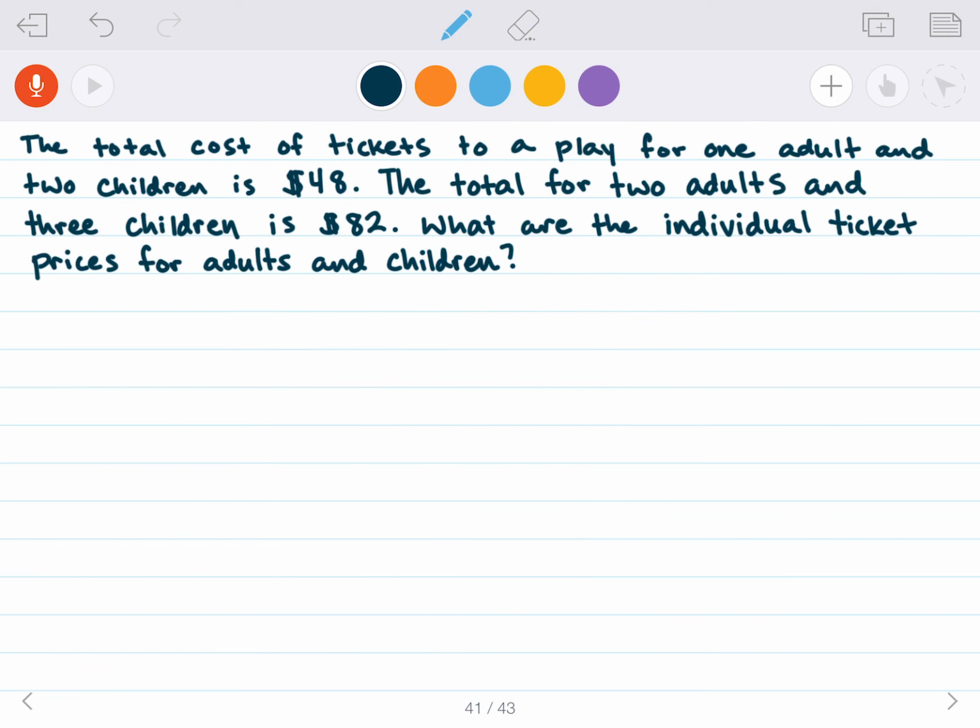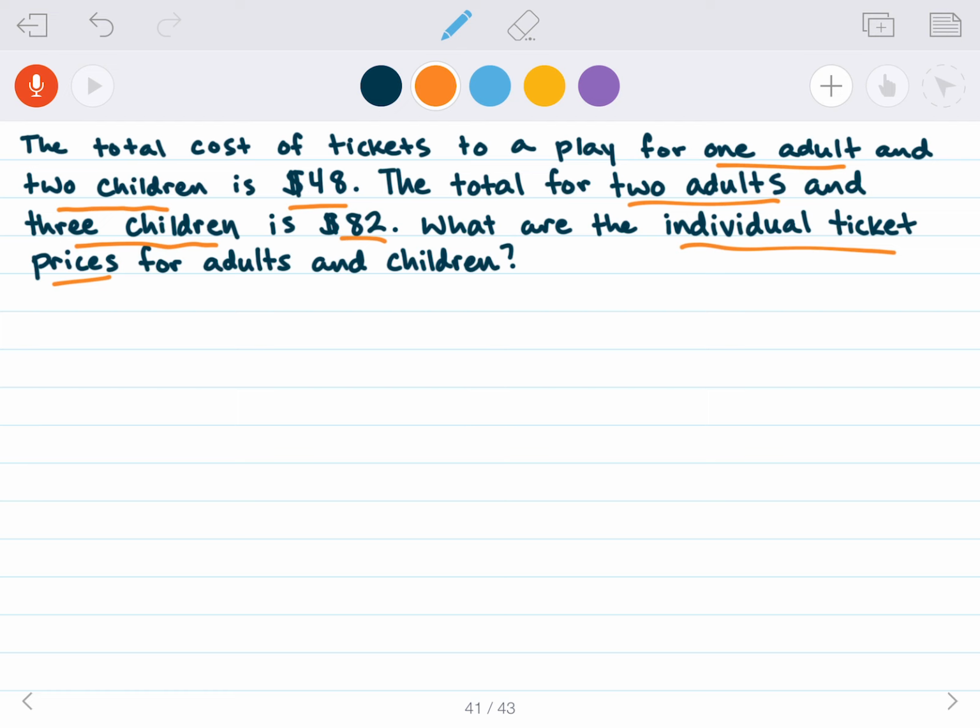One cool thing about systems of equations is that we can use them to figure out word problems. So let's go ahead and look at a few different examples of how we can use systems to solve word problems. It says the cost of tickets to a play for 1 adult and 2 children is $48. The total for 2 adults and 3 children is $82. What are the individual ticket prices for adults and children?